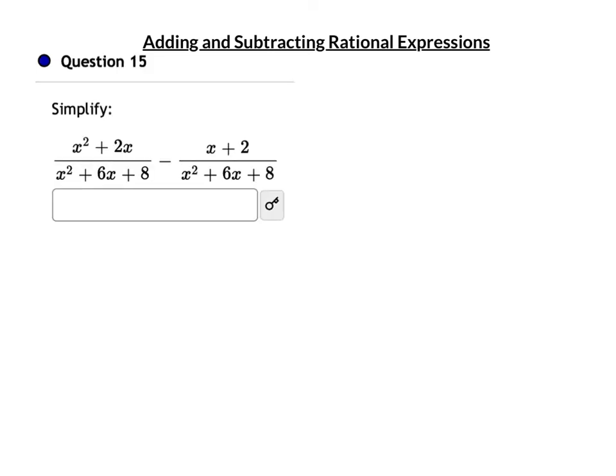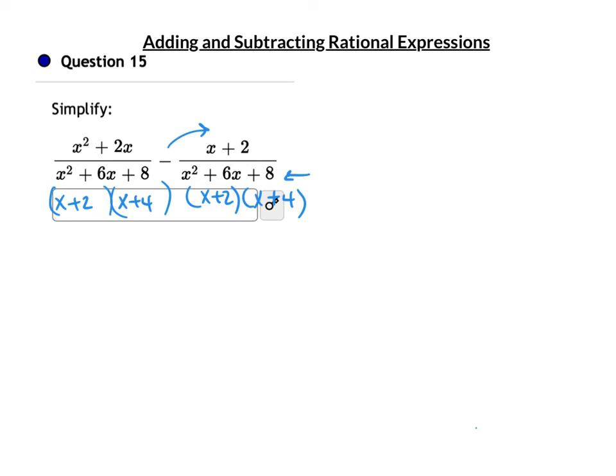Question 15 is a good example of why you need to factor when you get your common denominator. Both these are the same denominator, and yes, you could go ahead and add the numerators because the denominators are the same. But you're going to notice something when you factor both of these. Let's factor them. Factors of 8 that add to 6 are 2 and 4. X plus 2 times x plus 4. And this is the same here. X plus 2 times x plus 4.